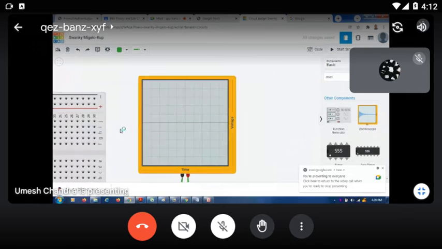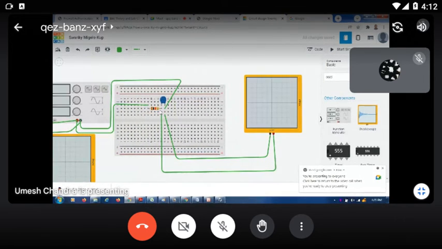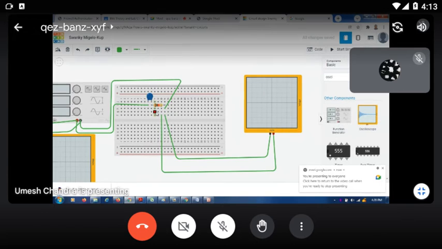The circuit: this is your high pass, low pass filter circuit, and for the high pass filter case, what will you do? Just interchange the components. This one is now your high pass filter. The high pass filter means gain 0 means the signals are passive.